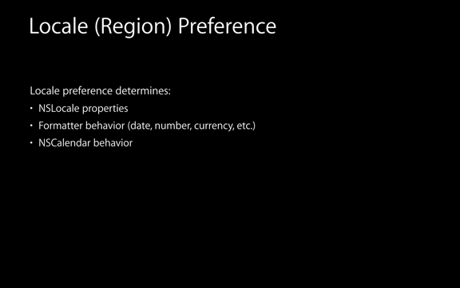It controls the behavior of calendars, both the calendar that you're using. For example, you might use the Gregorian calendar in one country or the Thai Buddhist calendar. But it also controls other calendar aspects, such as what's the first day of the week? Is it Monday, Sunday, or something else? Now, in contrast to the language preference, when the user changes the locale preference, apps don't need to restart. They're supposed to pick up that new setting right away. And we'll talk a little bit more later on how to do that.